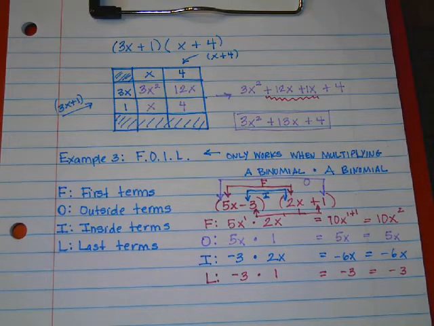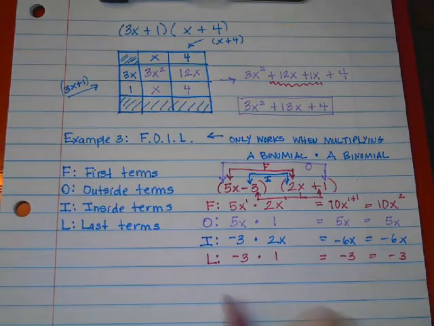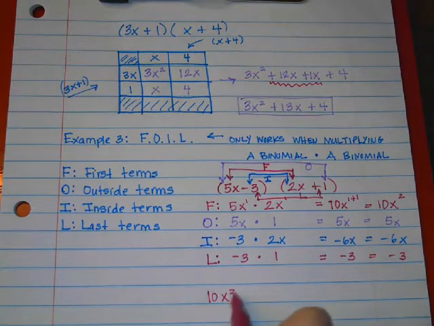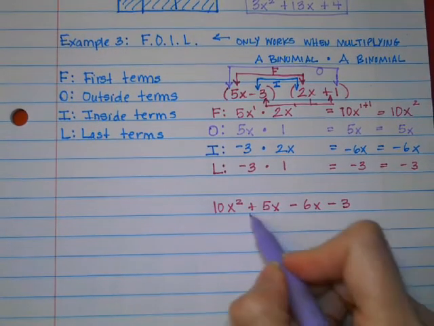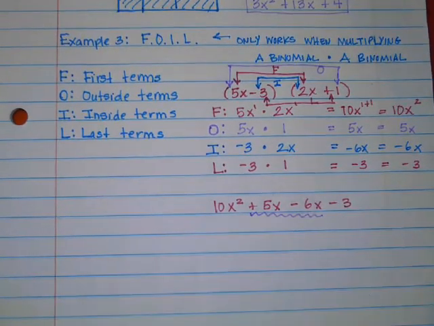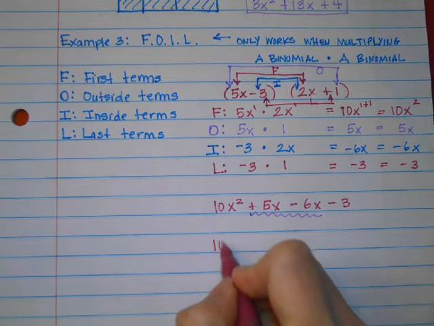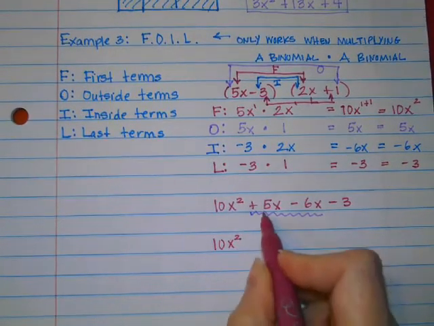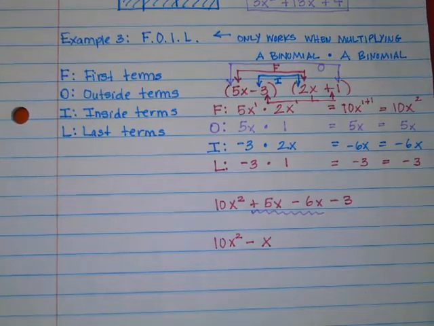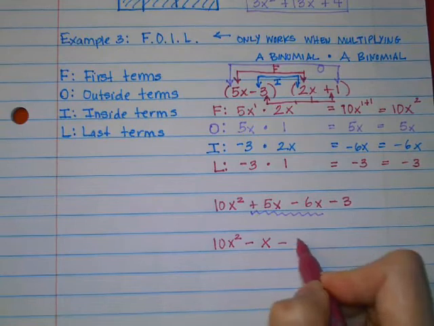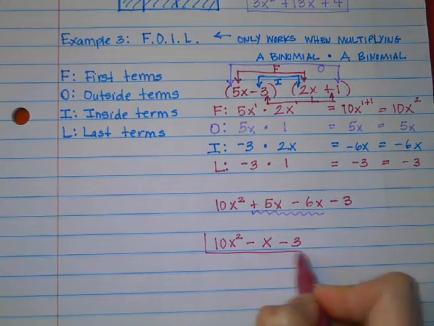So now I can rewrite my problem. I've got the top, 10x squared, a positive 5x, a negative 6x, and a negative 3. I'll bring this up so you guys can see, sorry. All right, so now just like the previous problems, these two middle guys will combine. We'll bring down our 10x squared. 5, take away 6 is a negative 1x. We just write it as negative x. And then we have a minus 3. This is our final answer.